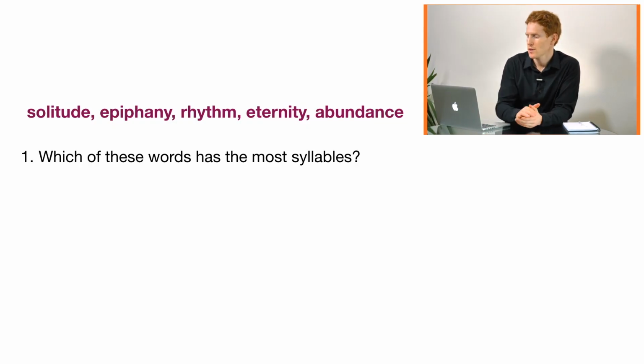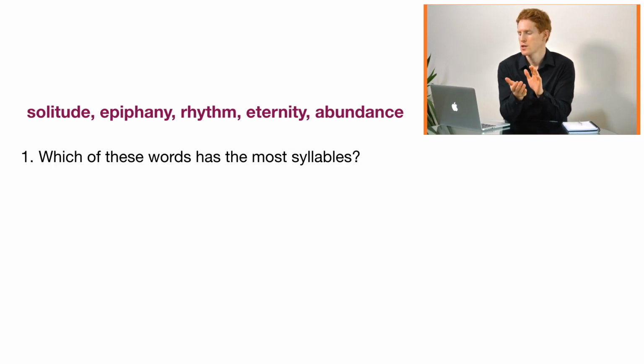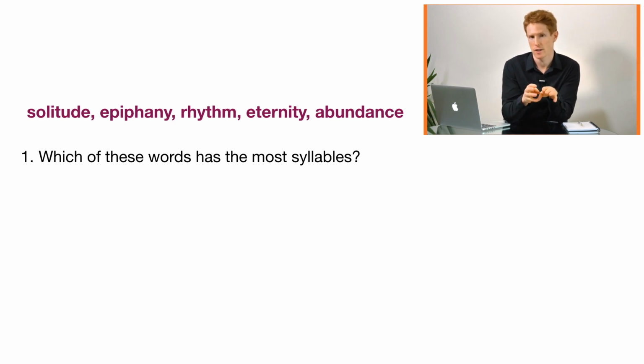Now, the first thing we're going to do is to answer questions about these words. Question number 1. Which of these words has the most syllables? So, solitude, 3, epiphany, 4, rhythm, 1, eternity, 4, abundance, 3. So epiphany and eternity have the most syllables. Now you would answer this question for your 5 to 10 words.